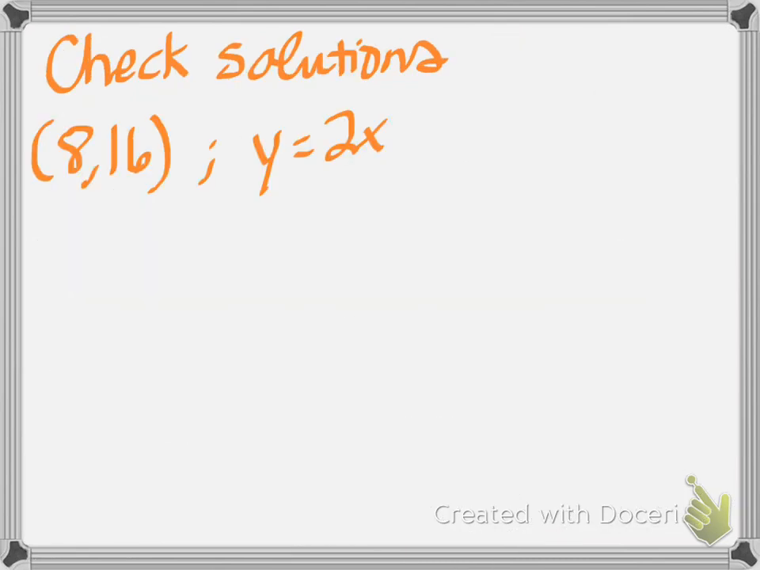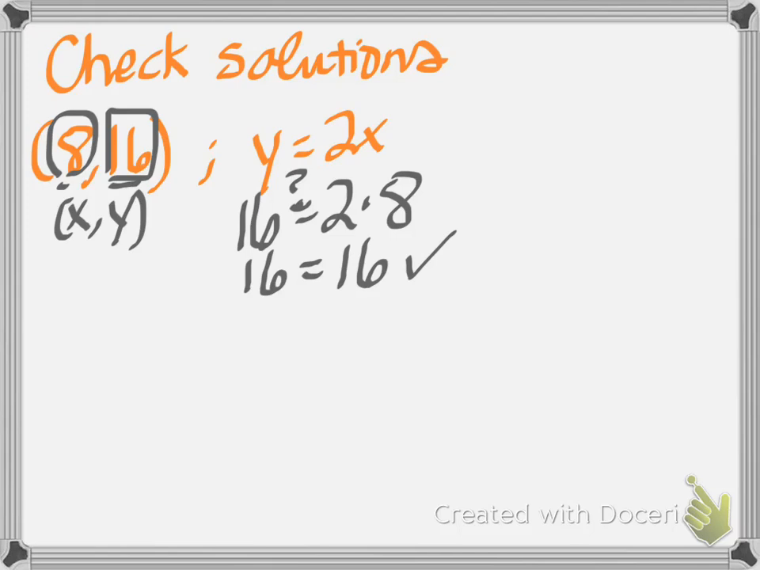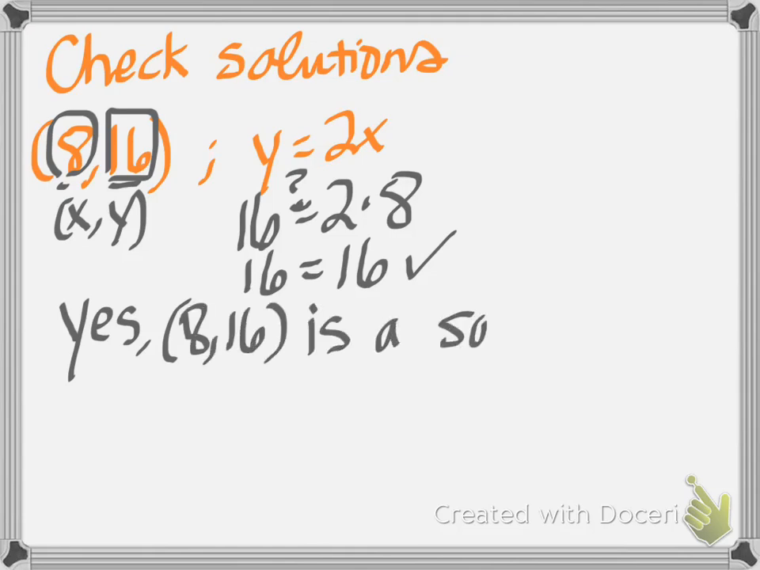We could also check solutions. So remember, this is x and this is y. That's how our ordered pair is written. So I'm going to plug 8 in for x and 16 for y. So 16 equals 2 times 8. And I'm trying to figure out, is that true? So 16, does that equal 2 times 8? 16? Yes, it does. That means the answer is yes. Okay, 8, 16 is a solution.